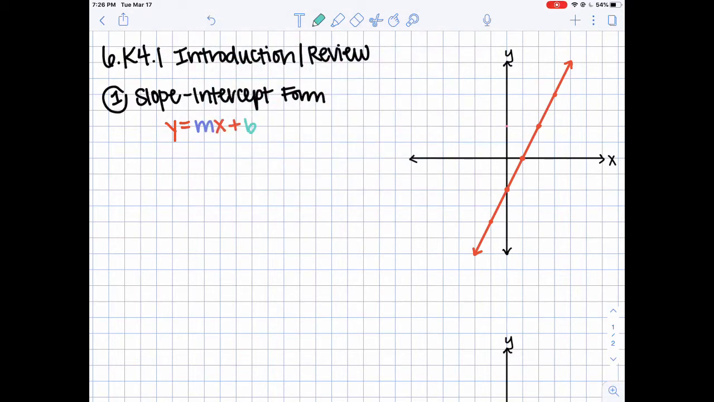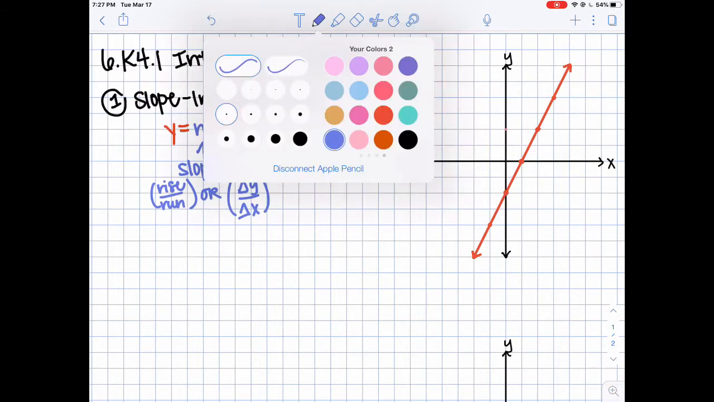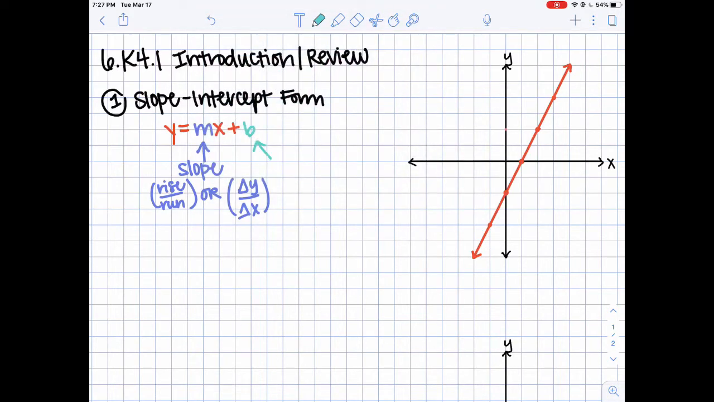So let's label those things. M is our slope. One way we learn slope is rise over run. Another way to say that is the change in the y, and the symbol for change is delta, over the change in the x's. So delta y over delta x, those are both valid ways of writing slope. The b is the y-intercept on our graph, so the place where the graph crosses the y-axis.